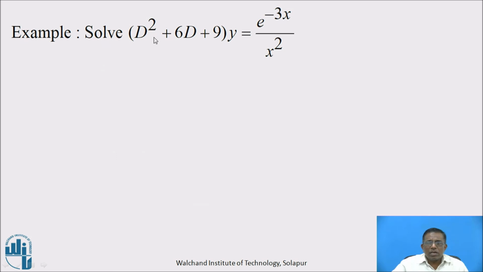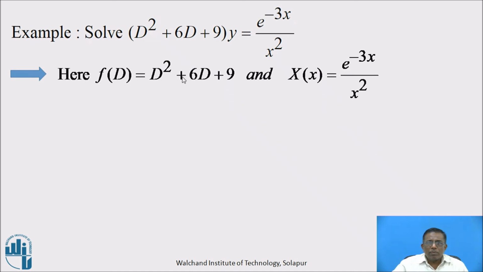Now let us consider another example. Solve the differential equation (D squared plus 6D plus 9) y equals e raised to minus 3x upon x squared. Solution. Here f of D is D squared plus 6D plus 9 and X of x is e raised to minus 3x upon x squared.